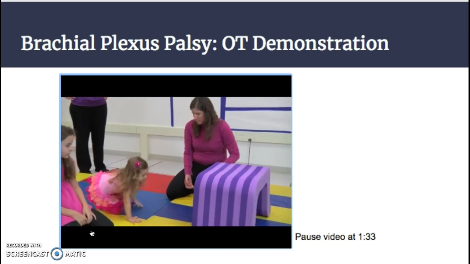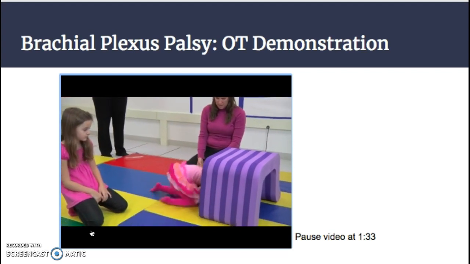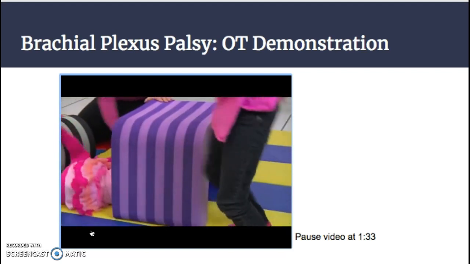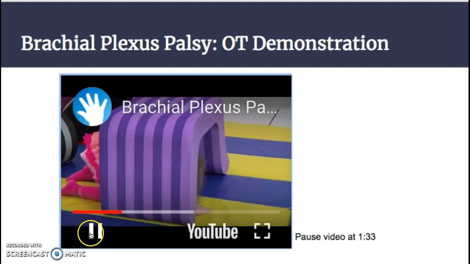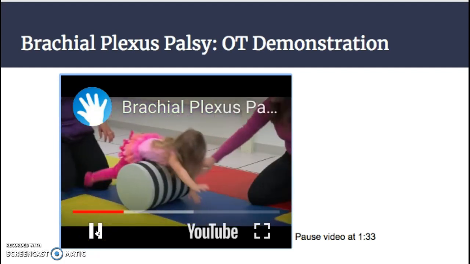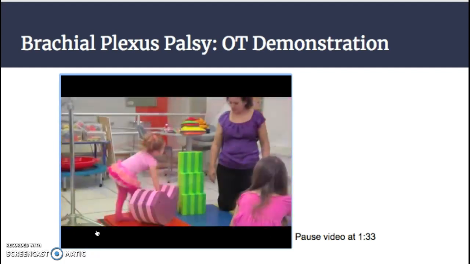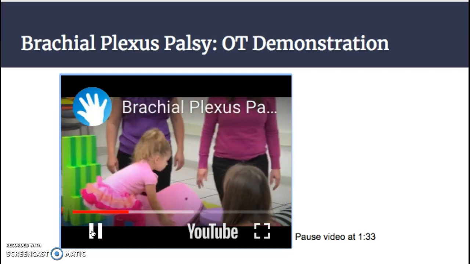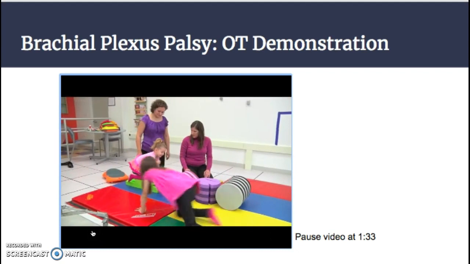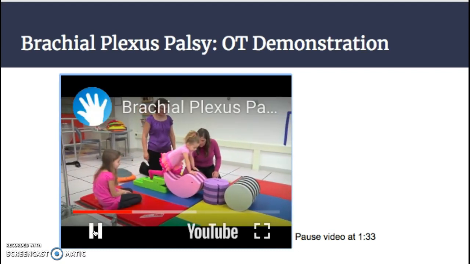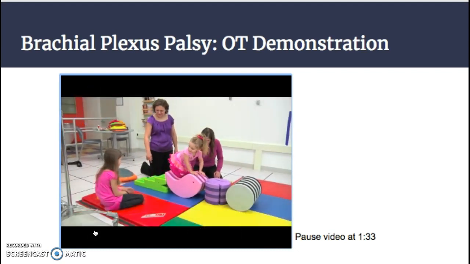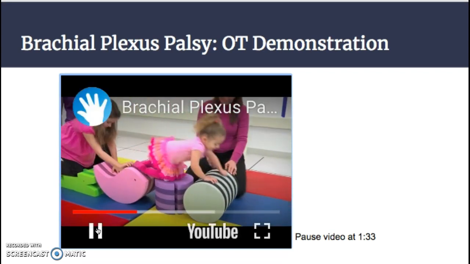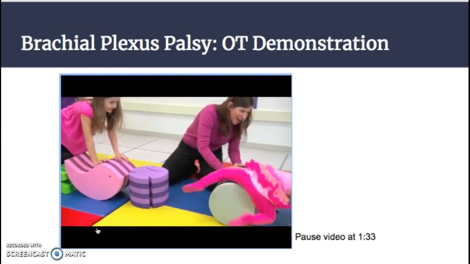As much weight bearing as you can get into the affected side, the better. With her left arm, she tends to collapse, so we'll give her lots of opportunities to lean onto it and to crawl under and over objects. Obstacle courses are great for children of this age because they like to build and construct new activities. Having her crawl over uneven surfaces and push and pull them into place encourages strengthening and also use of two hands together.